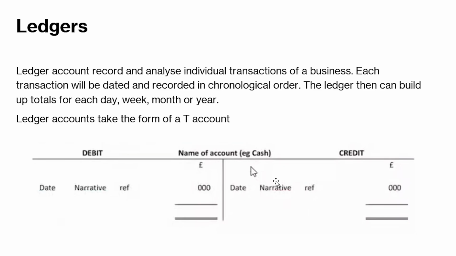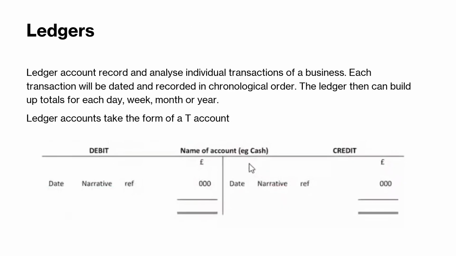For every T account we always have a debit on the left and credit on the right, which means from now on we'll say debit something or credit something, right? This means if we are saying debit cash £100, that £100 needs to be put in the debit side, and if we say credit cash £100, that cash of £100 needs to be put in the credit side of the cash T account. When we put the £100, we don't only put that in the T account. We also need to put the date and the narrative. And if you have a reference, we can put that in.